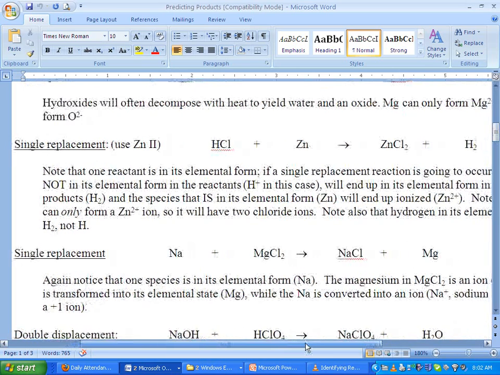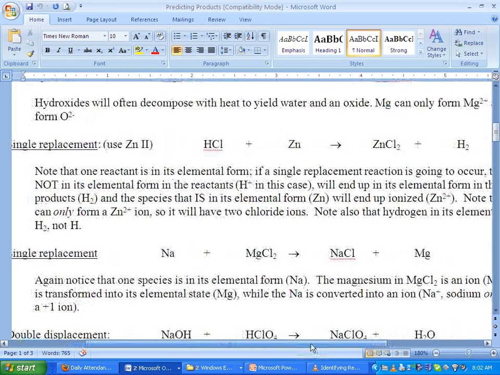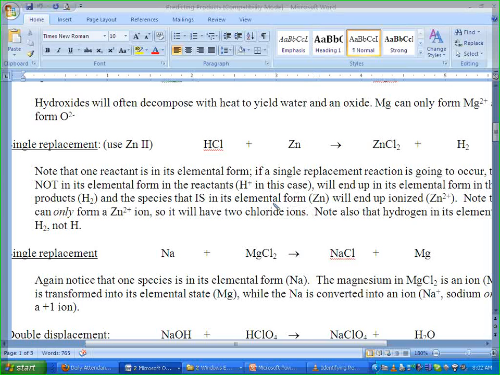The first thing you need to do whenever you're doing a single replacement one is break things down into its individual elements. So we have H, we have Cl, and we have zinc. Those are our 3 elements. Which 2 are going to switch? Which 2 elements are going to switch? Zn and H. So over here we have Zn and Cl and H.